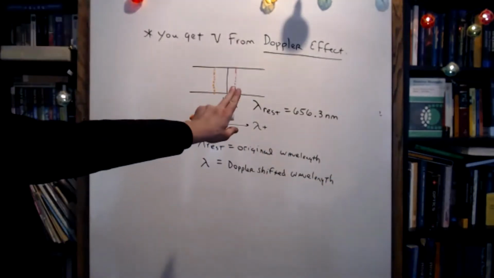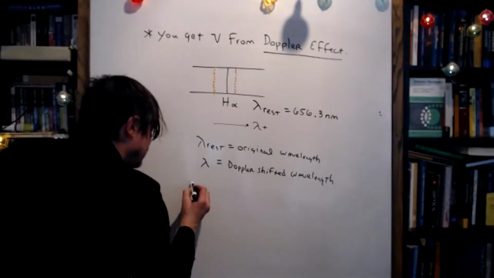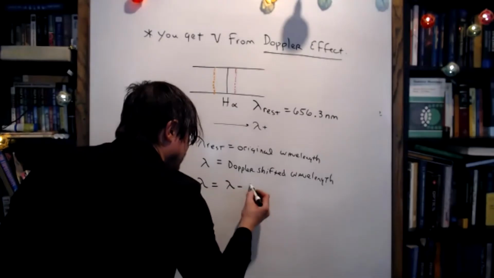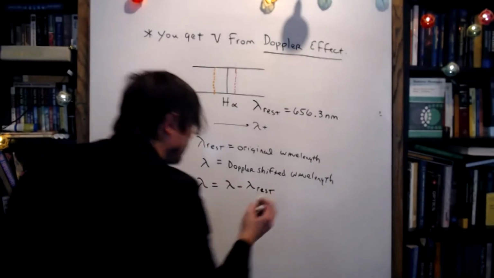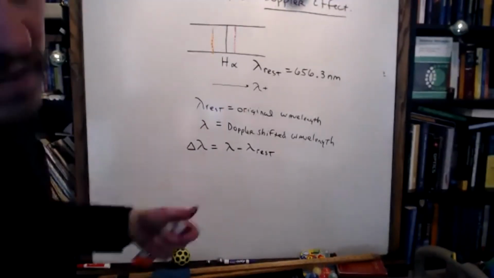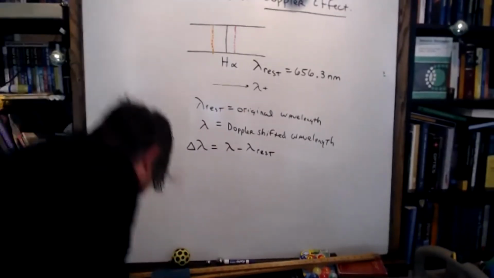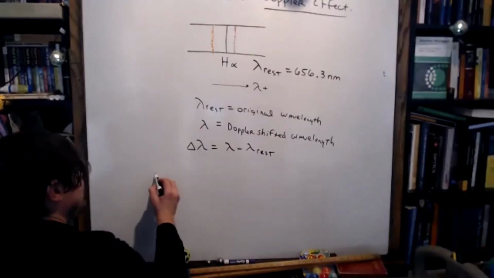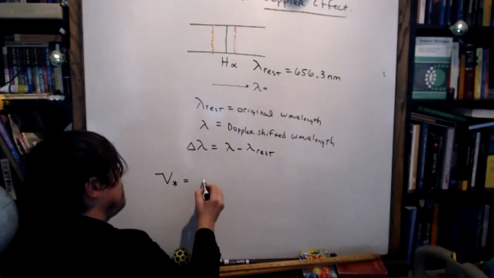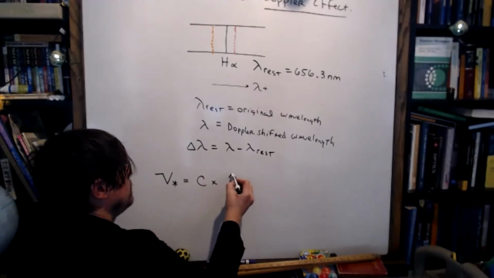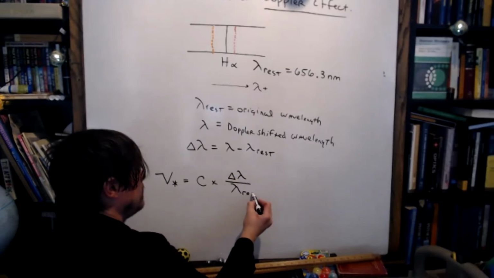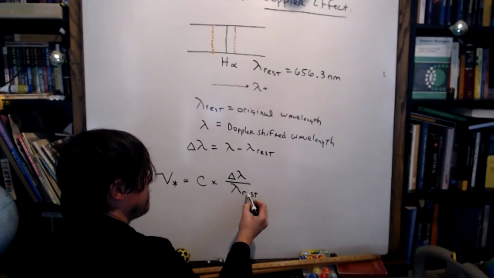And if I subtract the two to get the difference, this is what is commonly referred to as the Doppler shift. It's lambda minus lambda rest. And the Doppler shift, the change in wavelength, is related to the velocity by the following formula. The velocity of the star can be computed by multiplying the speed of light times the change in wavelength divided by the rest wavelength.